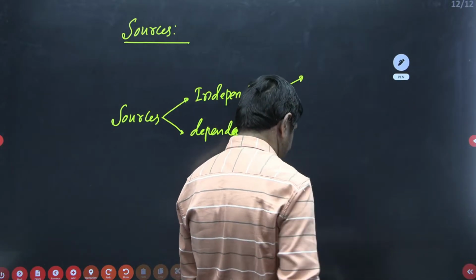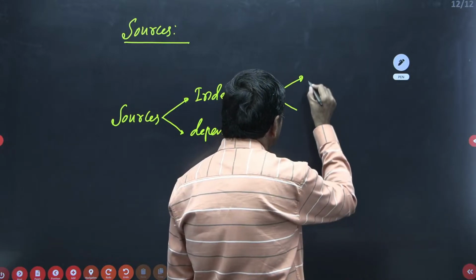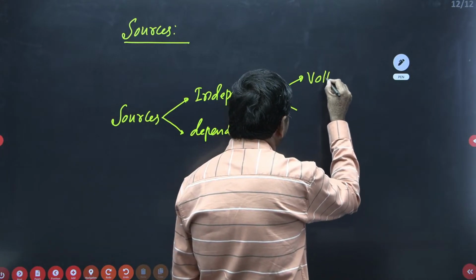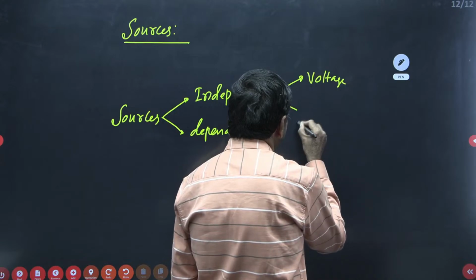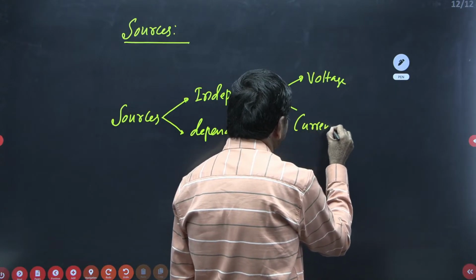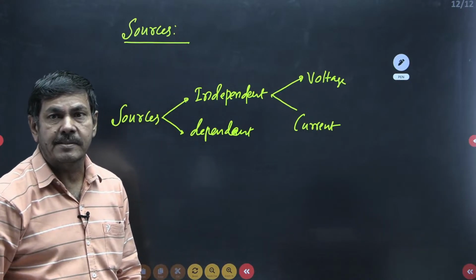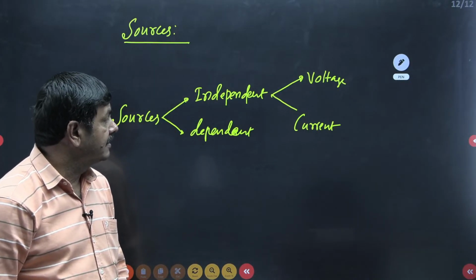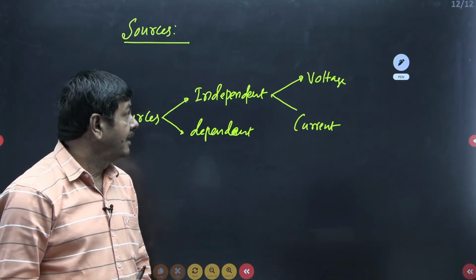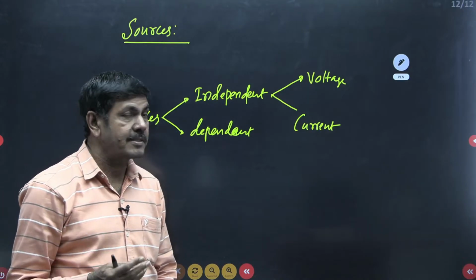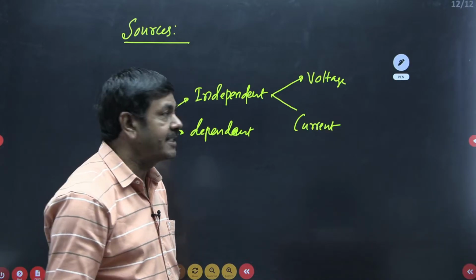One I can take as a voltage source, and one is to be taken as a current source only. Like that I can divide. The sources are divided into two types: one is independent, the second one is a dependent source. The independent sources are divided into two types: one is a voltage source, the second one is a current source.